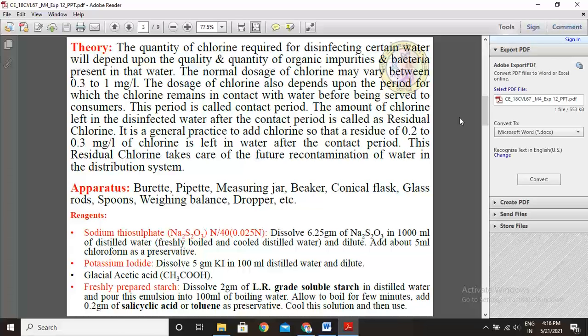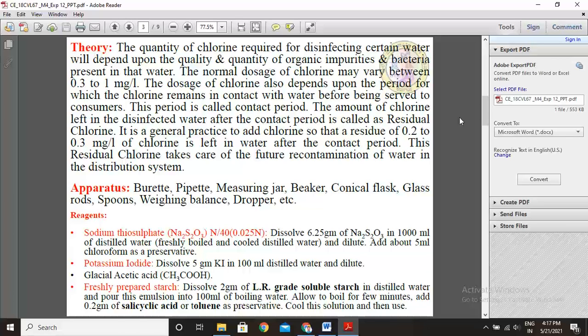Potassium iodide reagent is required. Now how to prepare this potassium iodide? Dissolve 5 gram KI in 100 ml double distilled water and dilute it. So now it becomes potassium iodide reagent. Next is glacial acetic acid reagent. It is freshly available, ready-made.